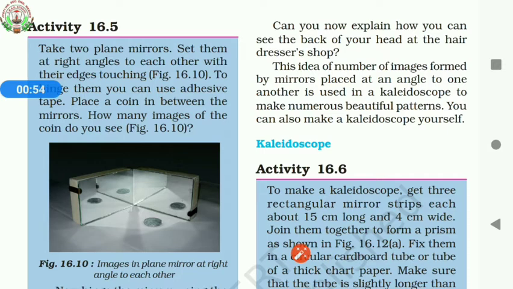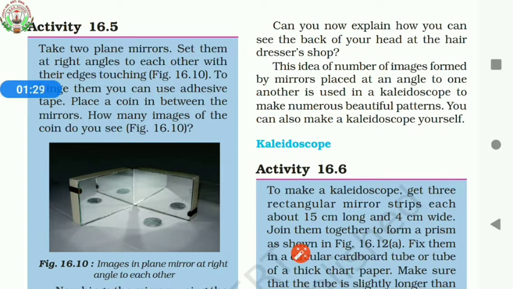What are the features of the image of an object formed by a plane mirror? The image will be erect. It is of the same size as the object. The image appears at the same distance behind the mirror as the object was in front of it, and it could not be obtained on a screen as it is a virtual image.